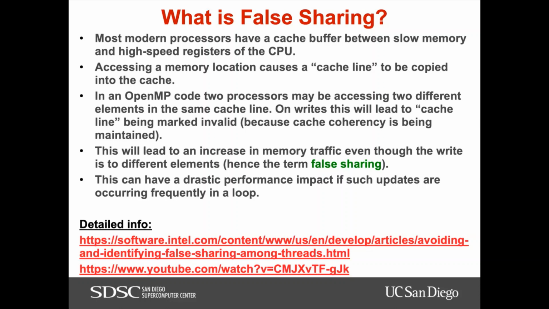And that can lead to a huge amount of memory traffic, even though the write is not to the same element. It's to different elements, but in the same cache line, which is why it's called false sharing, because it's not actually writing to the same element. But it increases a lot of traffic out of your cache to the main memory, and that can have a huge performance impact, especially if this is in a loop. There's a lot of info on this in this link on the Intel site, and also this YouTube video. You can take a look at it.